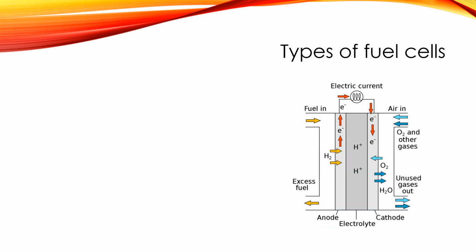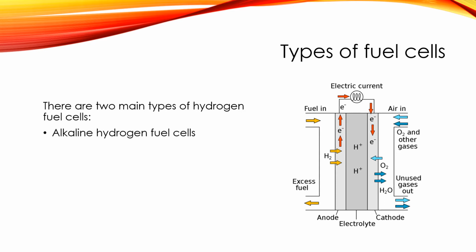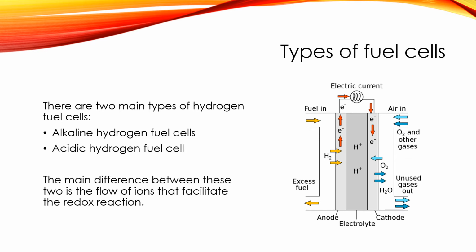So now we're going to move on to the types of fuel cells. There are two main types of hydrogen fuel cells. As I stated earlier, these are the alkaline hydrogen fuel cells and the acidic hydrogen fuel cell. The main difference between these two is the flow of ions that facilitates the redox reaction. So if we go back to this diagram over here, the electrolyte is the part of the fuel cell that facilitates the flow of these ions. In this case, you can see it's H+, so this would be an example of an acidic hydrogen fuel cell.